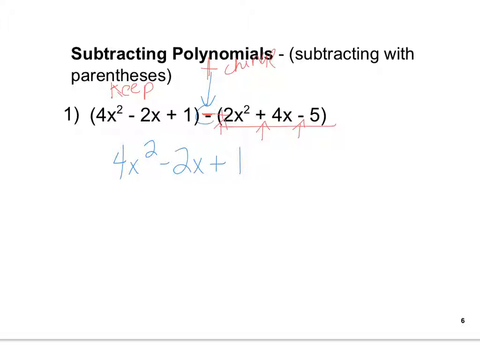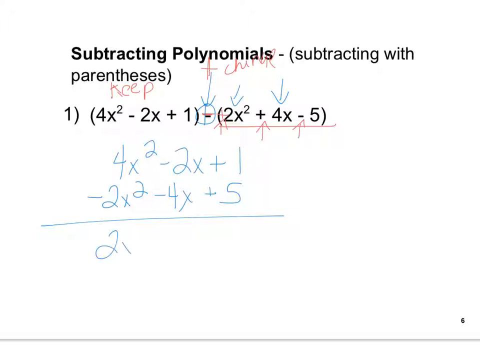Okay, this is now an addition problem because we changed it to addition. And now we change the sign of each term. So this is a positive 2x squared. Now it's a negative 2x squared. Positive 4, negative 5, positive 5. Combine your like terms.